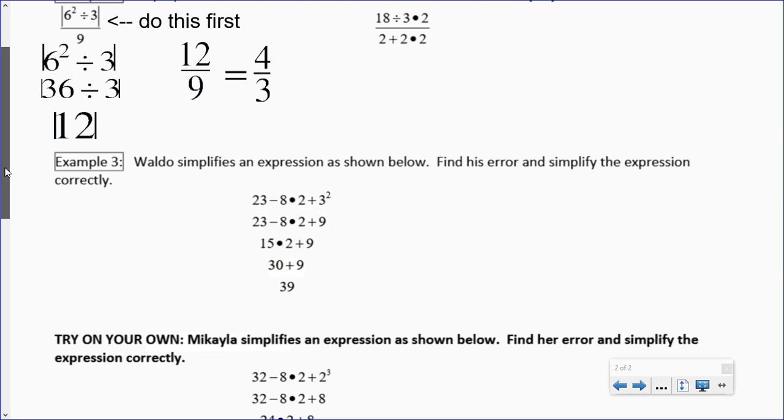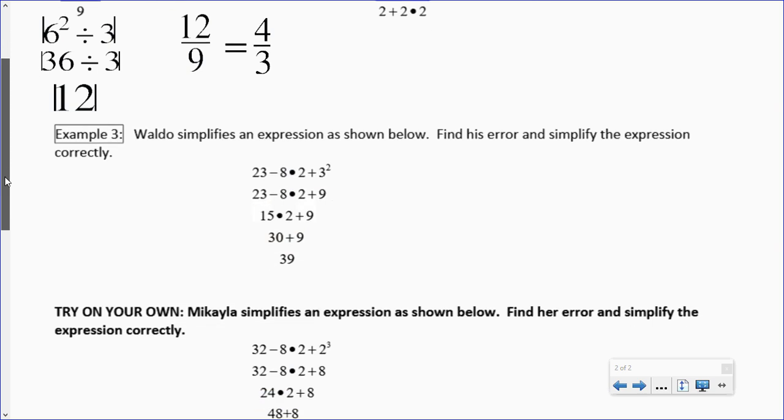All right, example 3. Waldo simplified an expression. So here someone's already done all the work, but it says he did it wrong. So we're going to find the error and then simplify the expression correctly, okay? So here's the expression he started with. Okay, we got subtraction, multiplication, and an exponent.